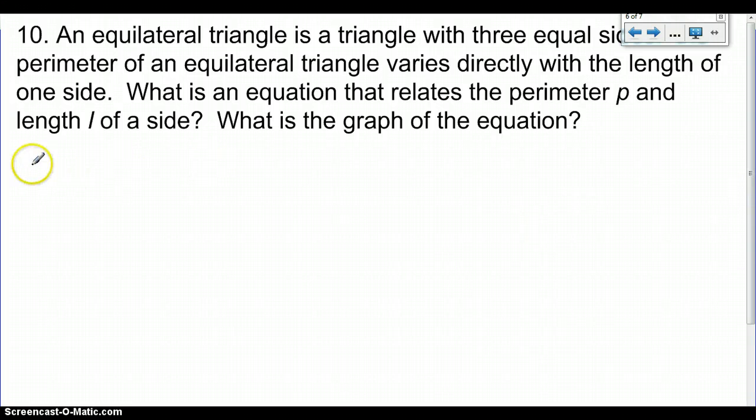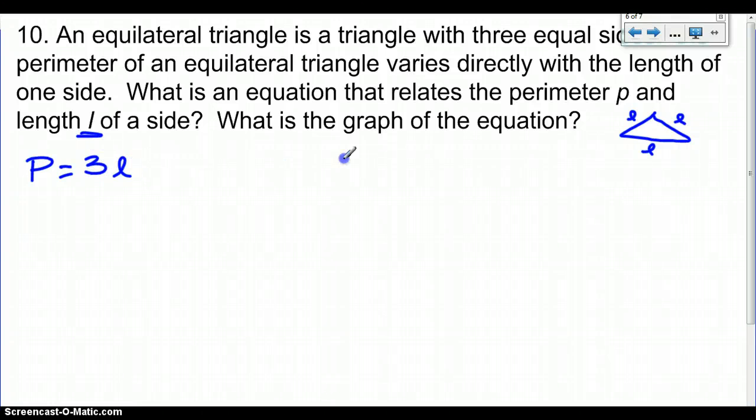So the perimeter P is going to be equal to something corresponding with the length. So if we have a triangle that has equal sides, so if this is L, this is L, and this is L, we have 3 L's. So as the length changes, you have 3 side lengths of the same length. So it'd be P equals 3L. So let's graph this now. I know you don't have a graph, so let's just draw one together.